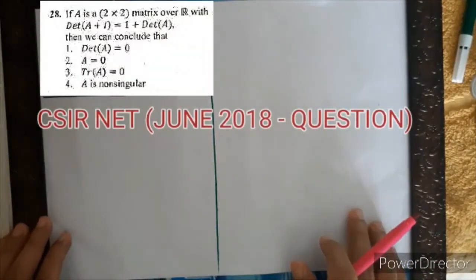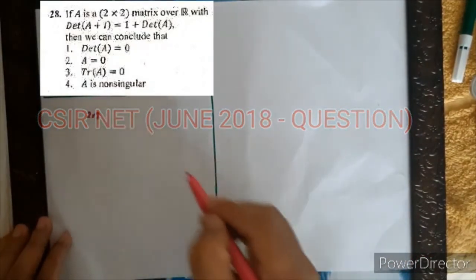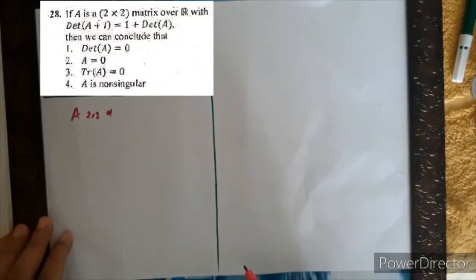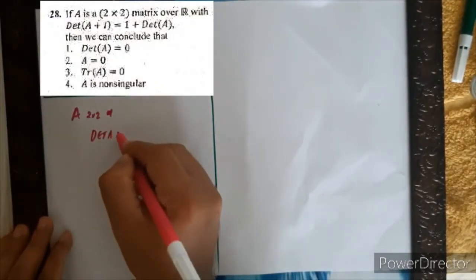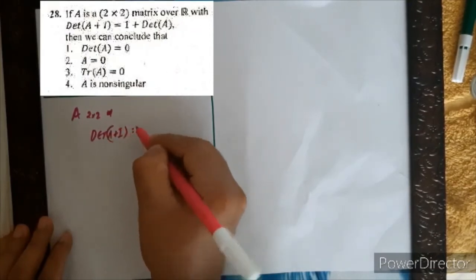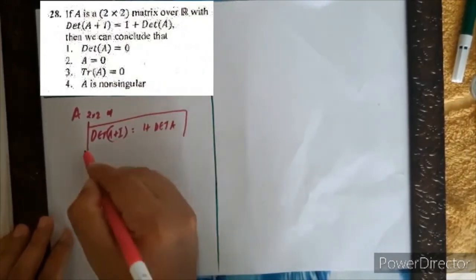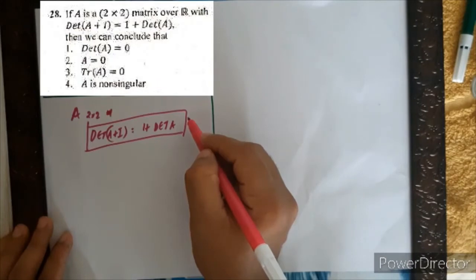The question is: if A is a 2 by 2 matrix over R, then the condition given is determinant of A plus I is equal to 1 plus determinant of A. Then we can conclude that the options are: determinant of A equal to 0, A equal to 0, trace of A is equal to 0, and A is non-singular.